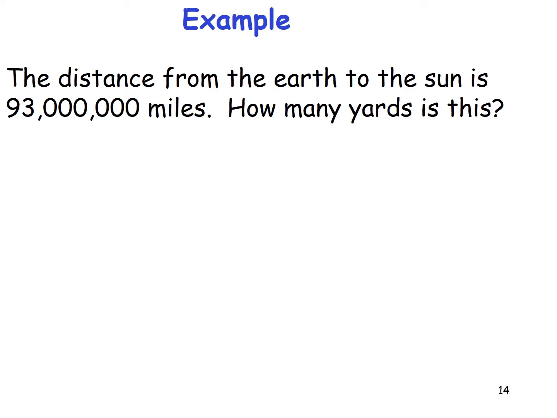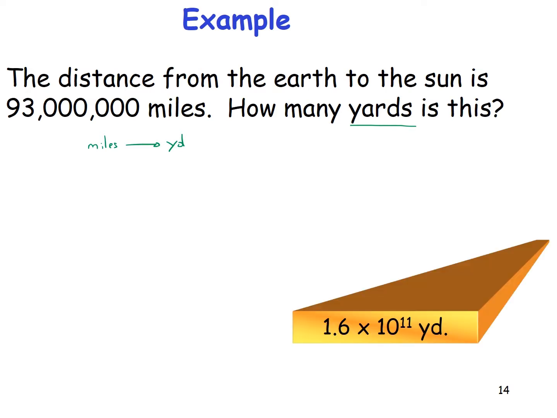And now let's look here, the distance from the Earth to the Sun. So we have 93 million miles, so we need to convert this to yards. So we're going from miles to yards. And this is a good example to show that there might be more than one way to do it. Maybe somebody goes from miles to inches, then to feet, then to yard. Maybe you go from miles to kilometers to meters to inches, then to yards. It's really going to depend what data you have. So this is the answer you can check.